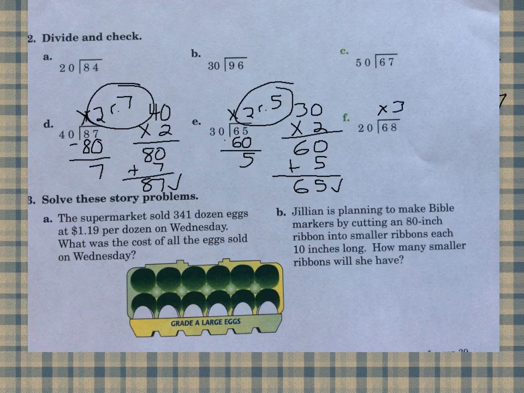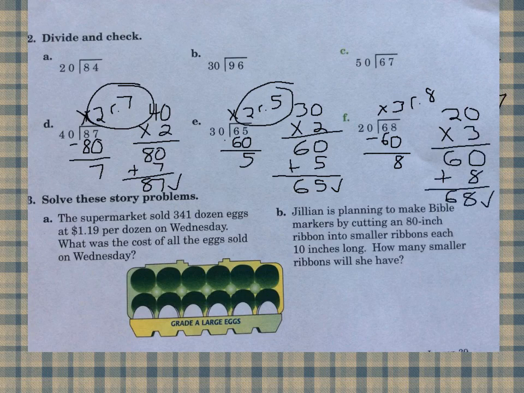3 times 20 is 60. So we go ahead and subtract. We get 8. So we have 3 remainder 8. To check our answer, let's do our 20 times 3. That gives us 60. Plus the 8 gives us 68, and so this checks.